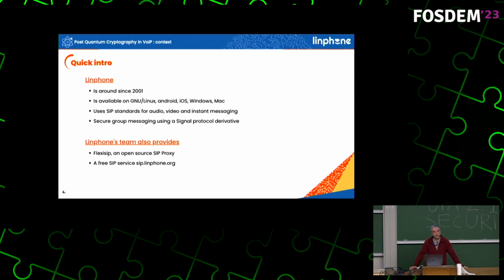We also provide secure group messaging. It's based on a derivative of Signal protocol that I presented here 3 years ago. We also provide a SIP proxy, which is called FlexiSIP, also open source, everything is open source, and I encourage you to use our free service on SIP, which is sip.linphone.org.